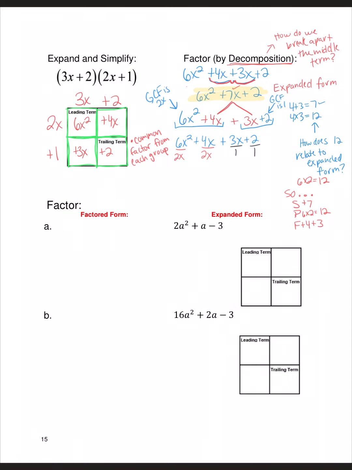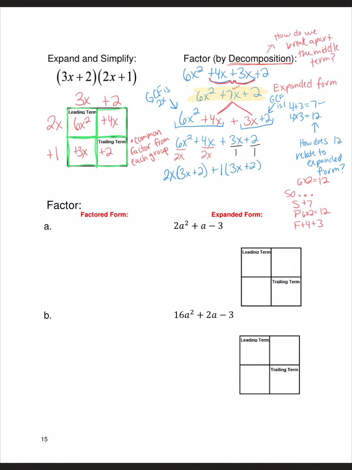So I'm pulling out a 2x. I'll write that 2x out front, and then whatever's left over when we divide out that 2x, we'll put in a bracket. So 6x squared divided by 2x is 3x, and 4x divided by 2x is just 2. Then I'm going to pull out that plus 1 that we found for our second group. 3x divided by 1 is 3x, and 2 divided by 1 is still just 2.